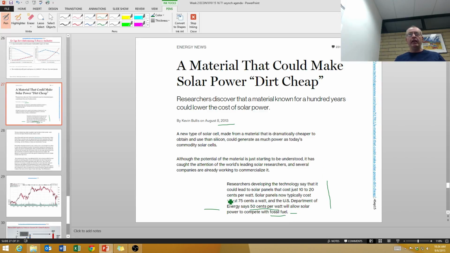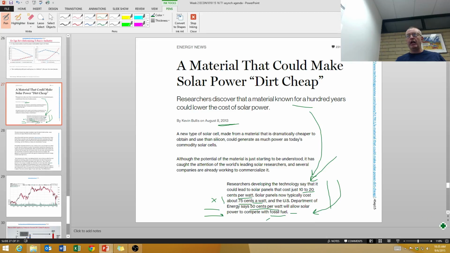Today, the cost to produce a watt of solar power is about 75 cents per watt, which is quite a bit more than fossil fuels. So if it's cheaper to produce power from fossil fuels, we're not going to use as much solar energy. However, in recent years, there's been quite a bit of innovation in the solar power industry, and the cost of solar panels is in the process of decreasing. This new material should allow energy to be produced at between 10 to 20 cents per watt, which is lower than fossil fuels.